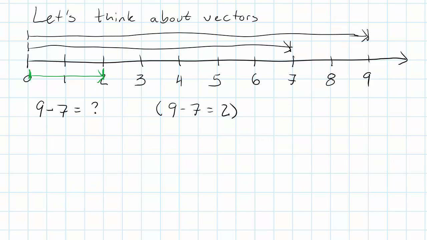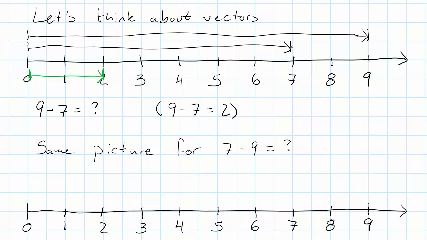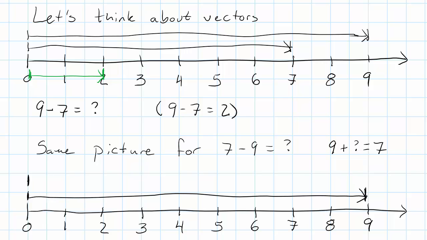Let's draw the same picture, but now for 7 minus 9. Right, again, we're saying 9 plus what will give me 7. We know that no whole number does this, but we're going to try to get a vector that does it, so we can at least see what it looks like. So we'll draw our vector 9, and we want to know what we need to add on to the end of that to get our vector 7. Well, just looking at the picture, we see that it's going to have to be something that goes to the left.